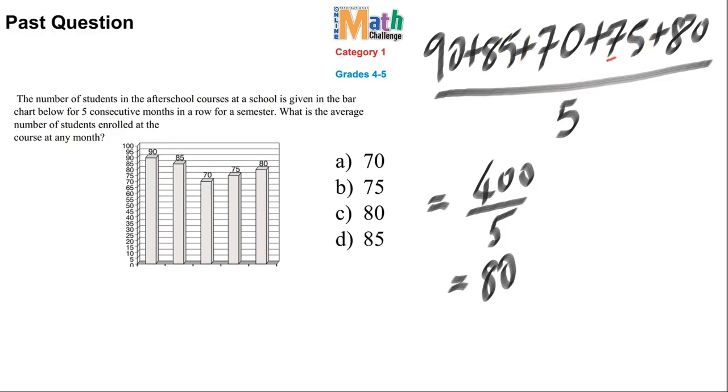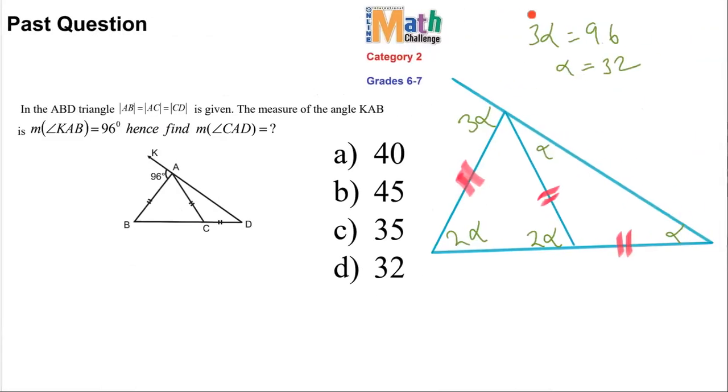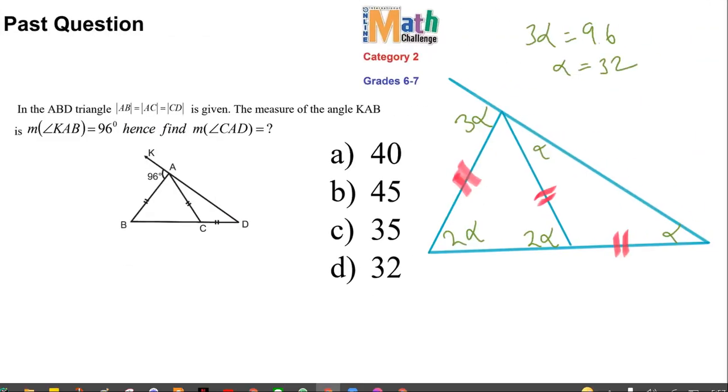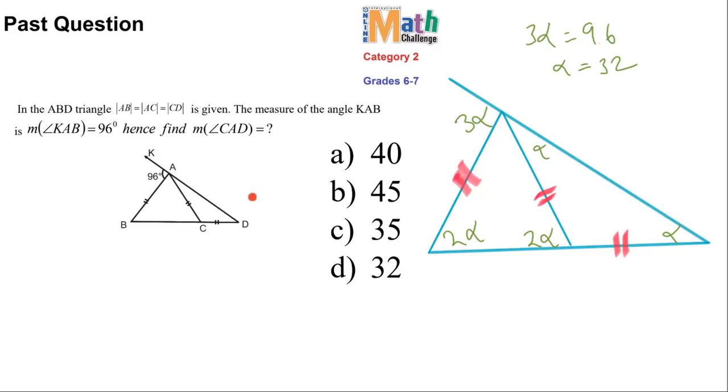So 80, 70, 150, 5, 5, 160. And 70, 80 also gives us 150. So 160 plus 150, 310. And then we can add 90, so 400. And if we divide by 5, we will get the average number of students per month, which is 80. The answer is C.